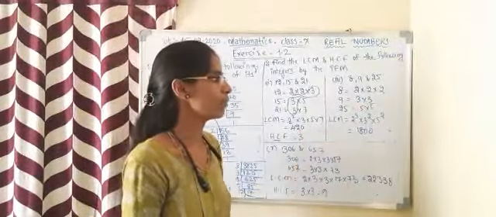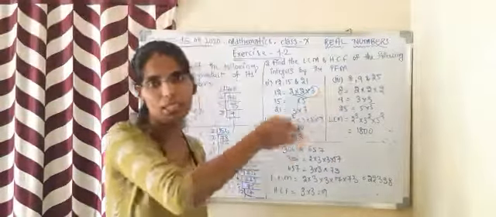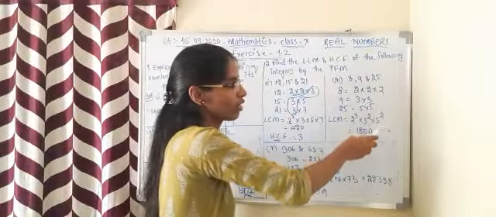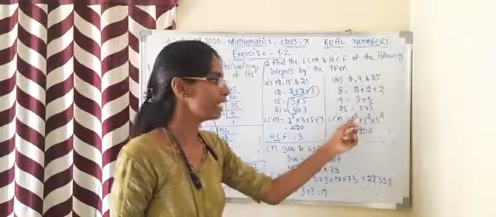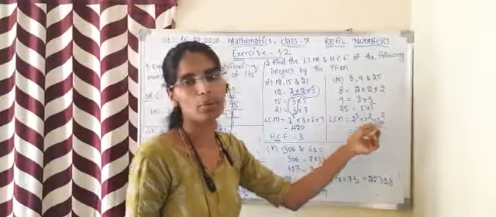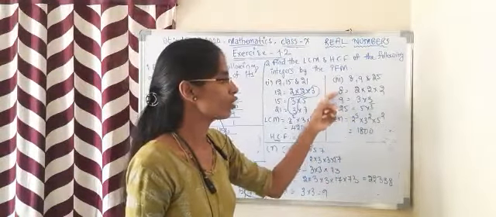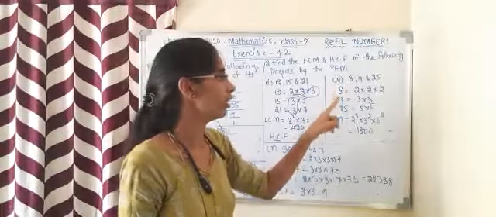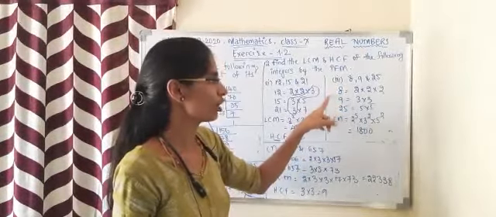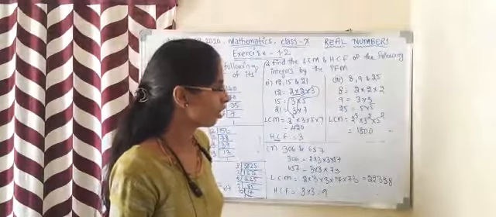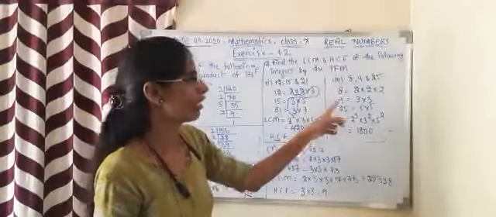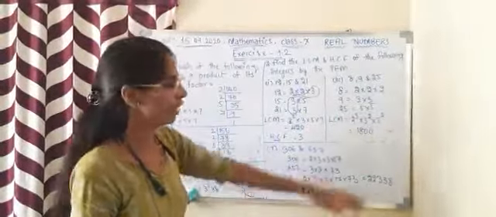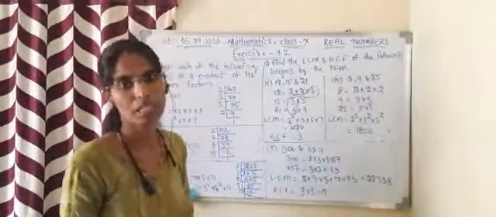And what is the LCM? Here nothing is repeated, so we have to write everything: 2 cube, 3 square and 5 square. 2 cube is 8. 8 into 9 into 25. 25 into 4 is 100. 25 into 8 is 200. 200 into 9 is 1800. So in total the LCM is 1800. These are the common multiples for the LCM.